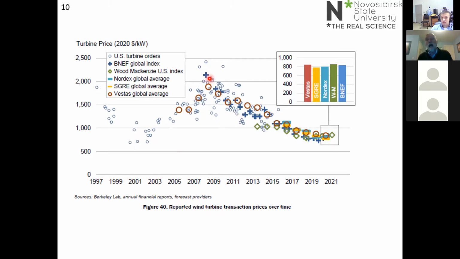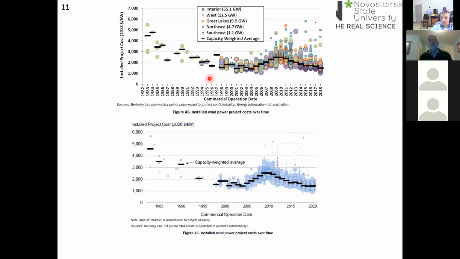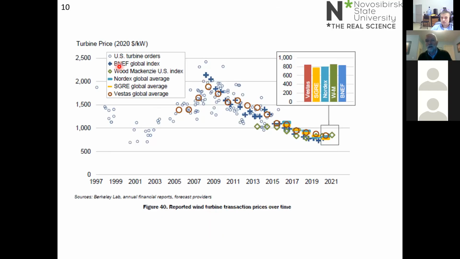If you look at the corresponding figures for photovoltaics, they're even more dramatic. If we look at the installed project, I need to go back one slide because I wanted to point out that it's an easy number to remember. The cost of a wind turbine is about $1,000 per kilowatt. So a 1 megawatt wind turbine will cost about $1 million.